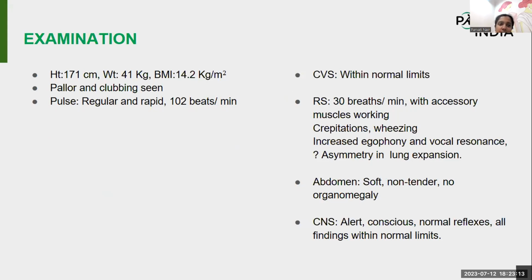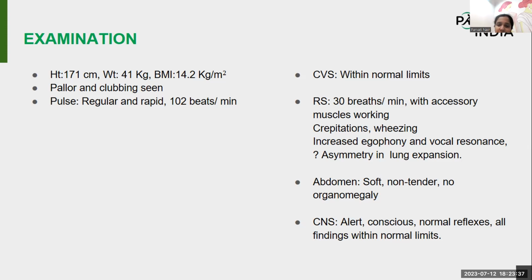So his height was 171, weight was 41 kilos. BMI was very low, 14.2 kilograms per meter square. Pallor and clubbing were seen. The pulse was regular and rapid, 102 beats per minute. The cardiovascular system findings were within normal limits. Respiratory system, 30 breaths per minute with accessory muscles working.